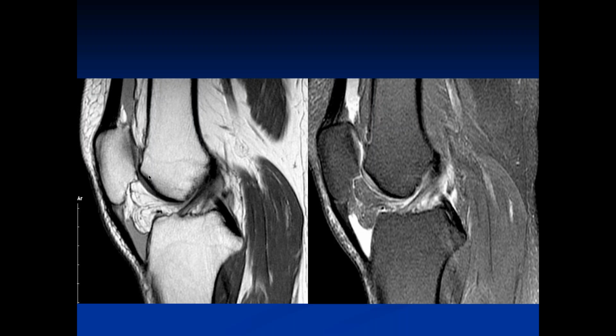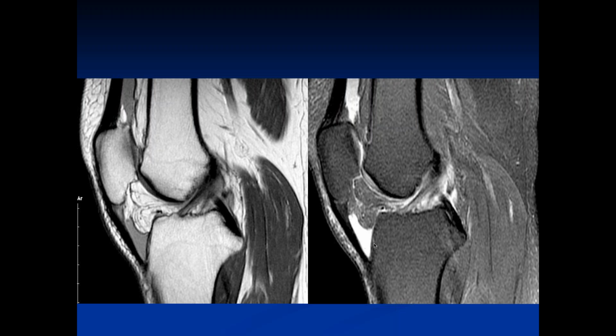Okay. Max? Hello, everyone. So we got sagittal T1 and PD fat sat sequences of the knee demonstrating a large infrapatellar bursal fluid collection, as well as a mild suprapatellar joint effusion.